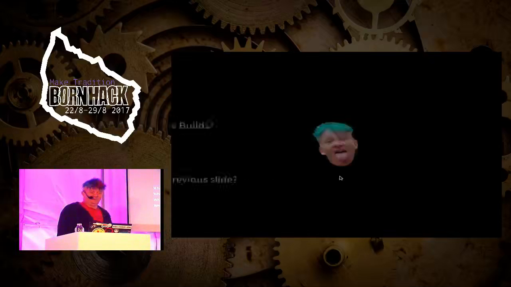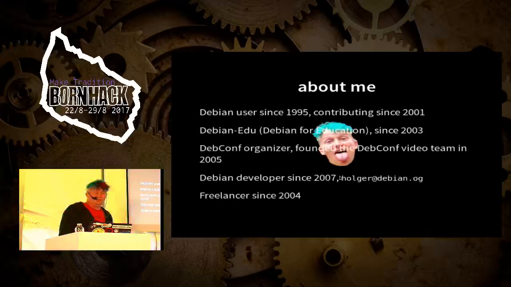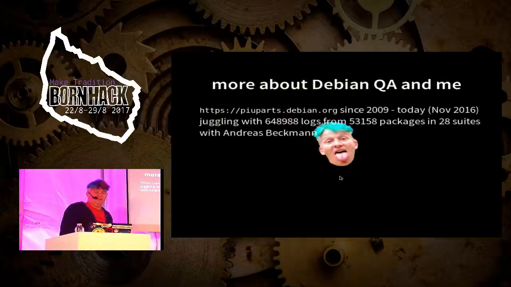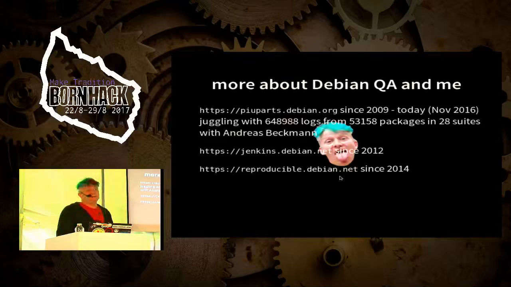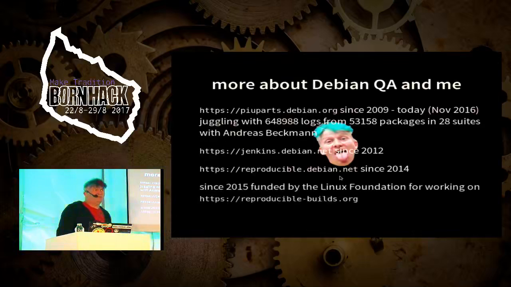So about me, I've been using Debian for more than 20 years. I was a DebConf organizer, and then in 2009 I started with piuparts, which does QA testing, test installation and removal. And then 5 years ago I set up this Jenkins instance, and at the end of 2013 I tried to build packages just twice and compare them. And this has become Reproducible Builds org, and I've been funded to work on this since 2015.